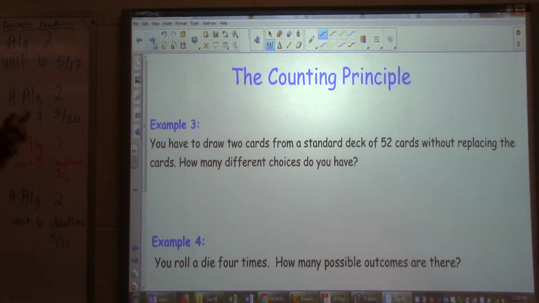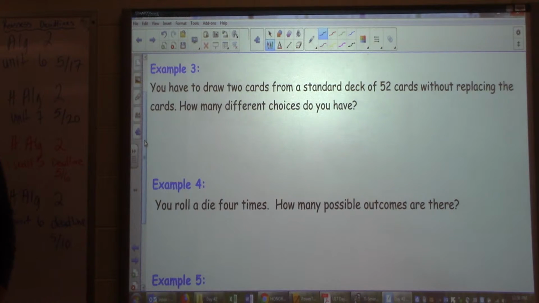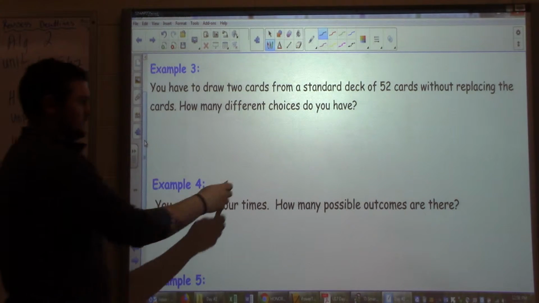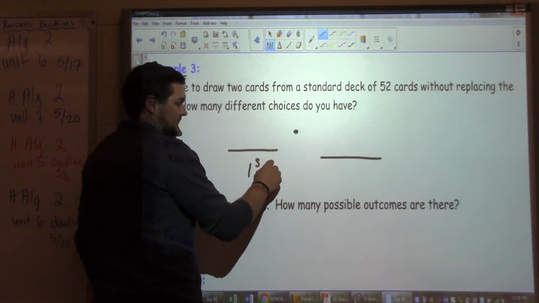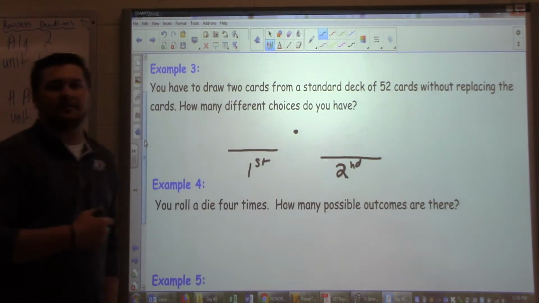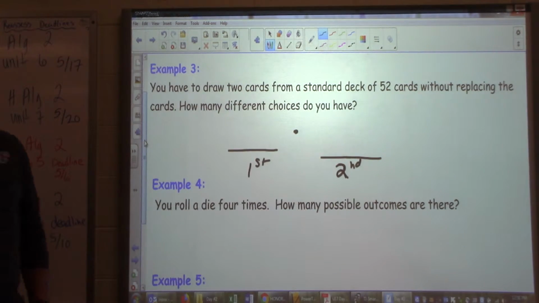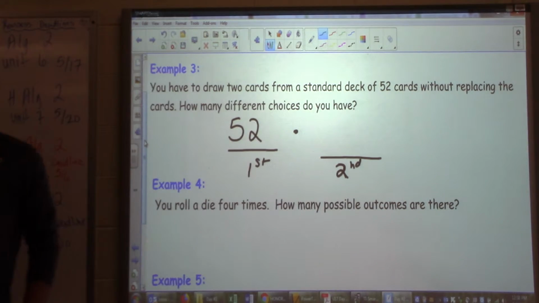You have to draw 2 cards from a standard deck of 52 cards without replacing them. How many different choices do you have? Well, let's think about it. First choice times my second choice, right? How many cards do I have to pick from the first time? 52. So my first choice, I could get 52 different cards.